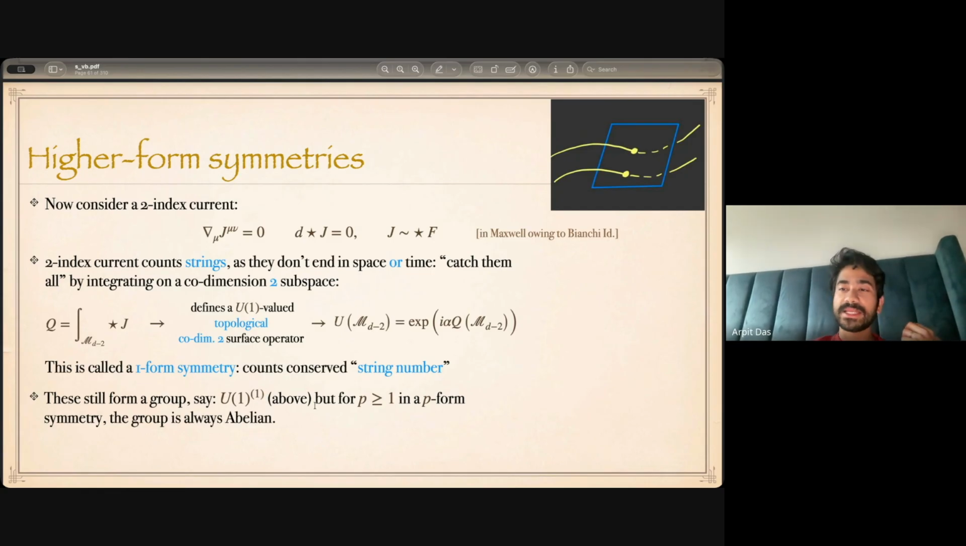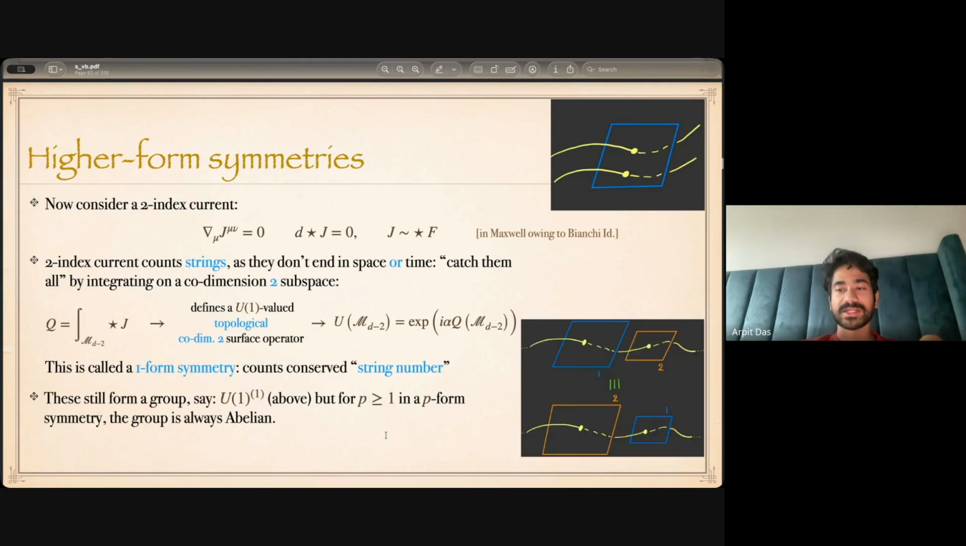Now there is something really nice that happens with higher form symmetries, which is in contrast to what happens with zero-form symmetries: for one-form and above, the group that you get when you compose such operators is always an abelian group. Unlike in the zero-form case, where, as you know, you can have non-abelian symmetries also.